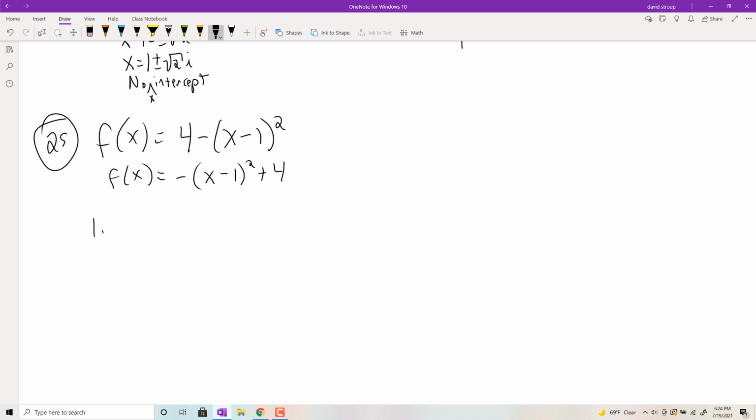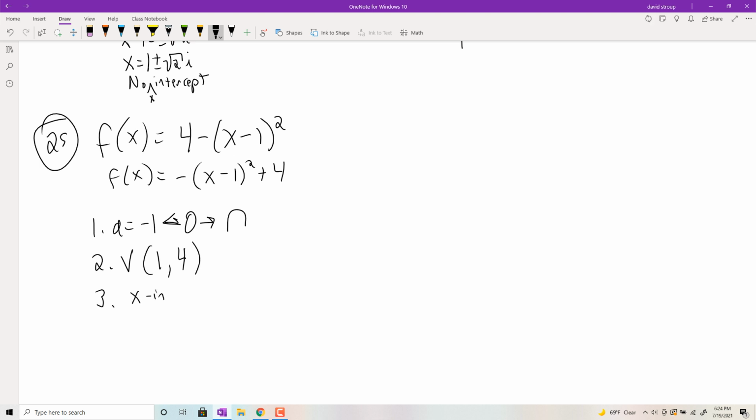So in this case, the a is -1, which is less than 0, which tells me I have a sad face. The vertex then is opposite sign of -1, which is +1, and same sign for the +4, so +4.